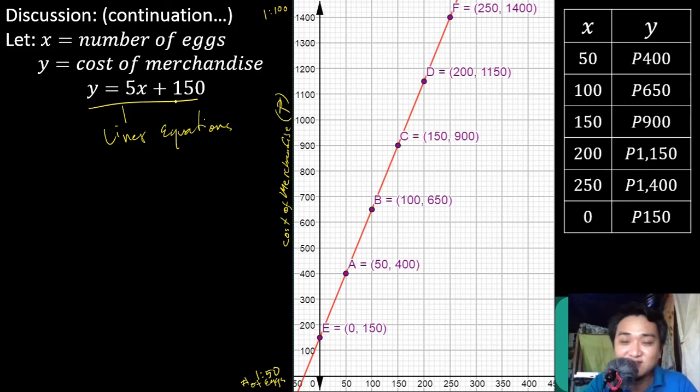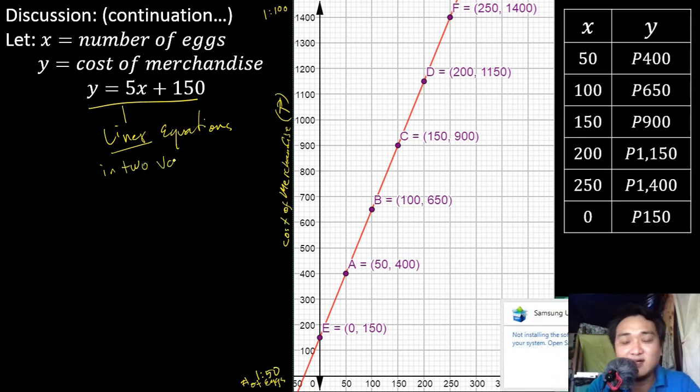Ganito po ang itsura ng linear equation, at ang graph ng linear equation is a line. Kaya siya tinawag na linear. Bakit siya tinawag na in two variables? Recall lang po natin linear equations in two variables. Okay, bakit po siya tinawag na linear equations in two variables?